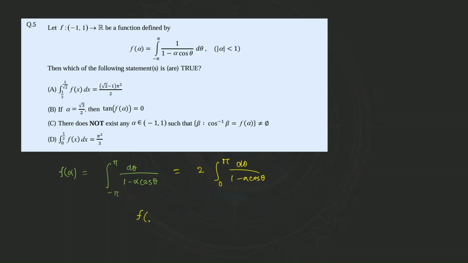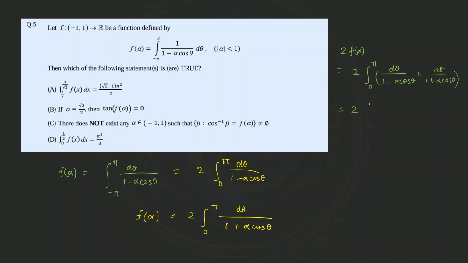So we can say f of alpha, we can again write by the King's rule that it is equal to integral 0 to pi d theta divided by 1 minus alpha into minus cos theta, that is plus alpha cos theta. Okay, because cos of pi minus theta is minus cos theta. Now if we add this to f of alpha here, so f of alpha plus f of alpha will give us 2 outside and then integral sign, then it will be 1 divided by 1 minus alpha cos theta plus 1 divided by 1 plus alpha cos theta times d theta.